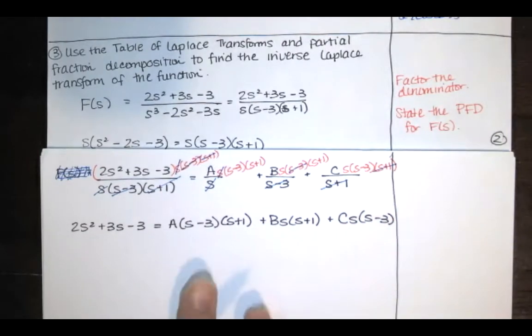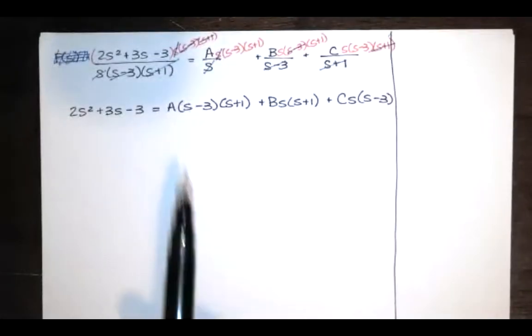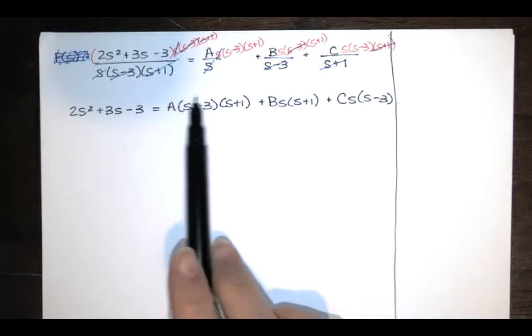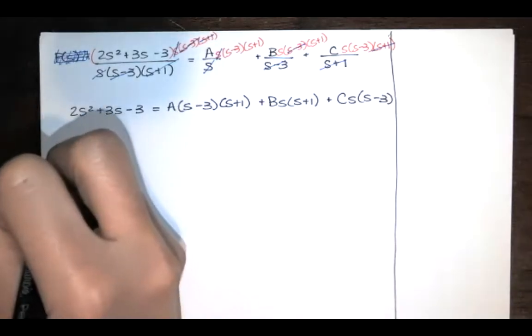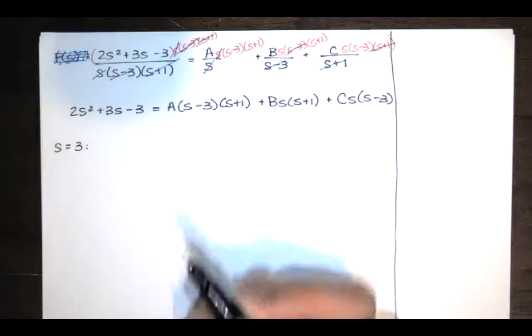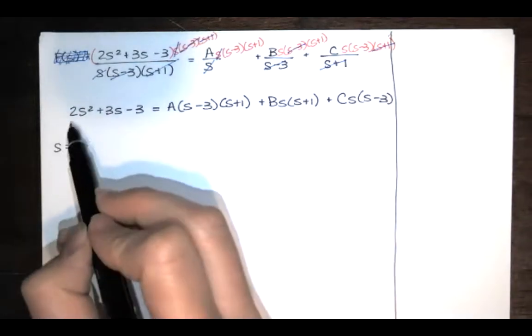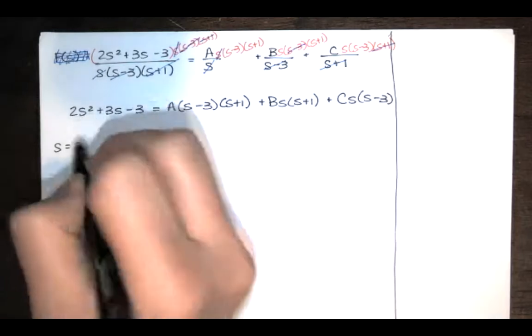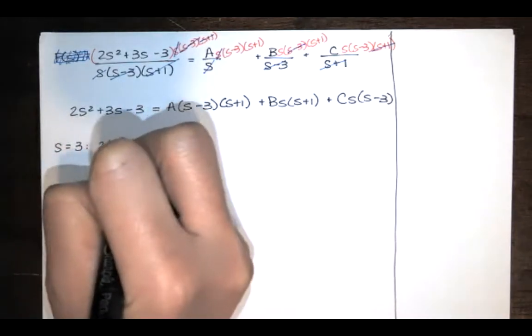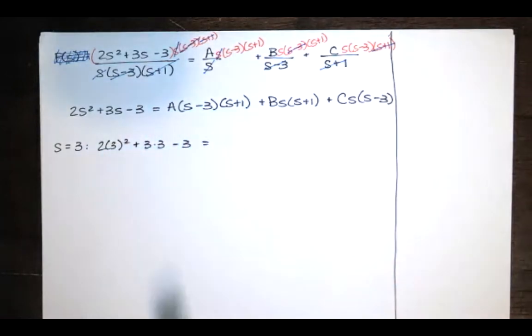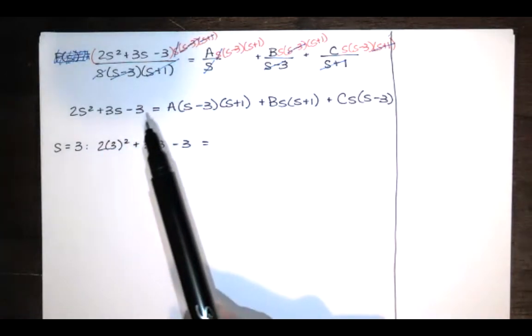Now, in order to find the values of a, b, and c, we just choose values of s that will cause each of these factors to be 0. So this factor is 0 when s is equal to 3. So I substitute s equals 3 on both sides of the equation. So I'll have 2 times 3 squared plus 3 times 3 minus 3 equals what I get over here when s is equal to 3.